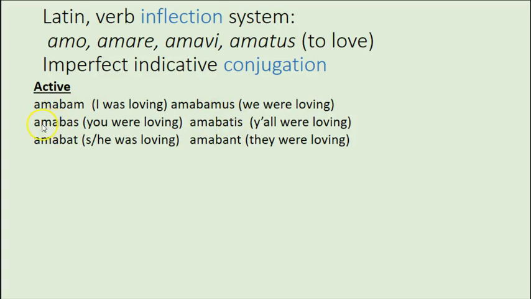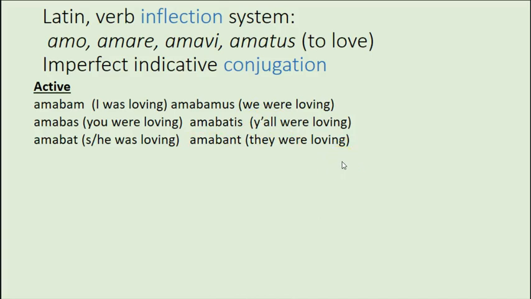Amabam, I was loving. Amabas, you were loving. Amabat, he was loving. Amabamus, we were loving. Amabatis, y'all were loving, is the plural second person, which in English we don't have, except in colloquial English. Amabant, they were loving. Okay, so far so good.